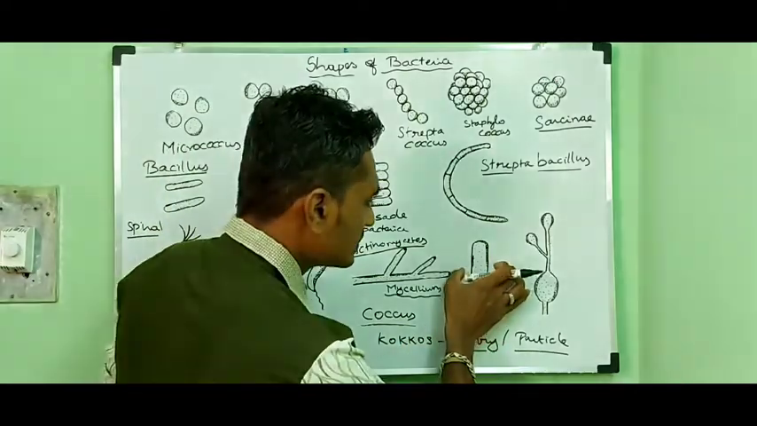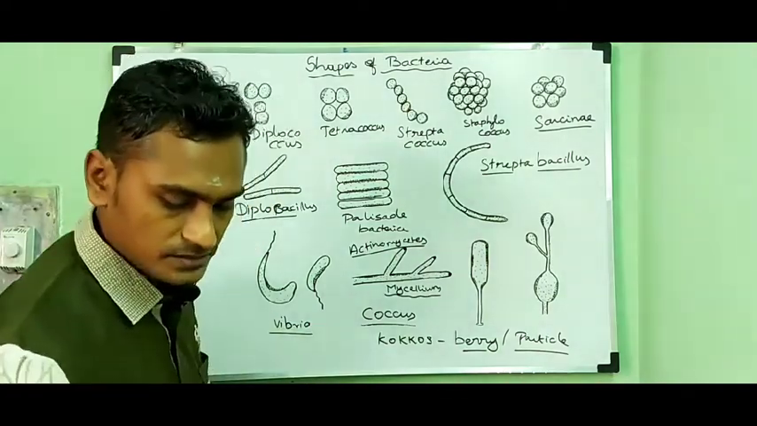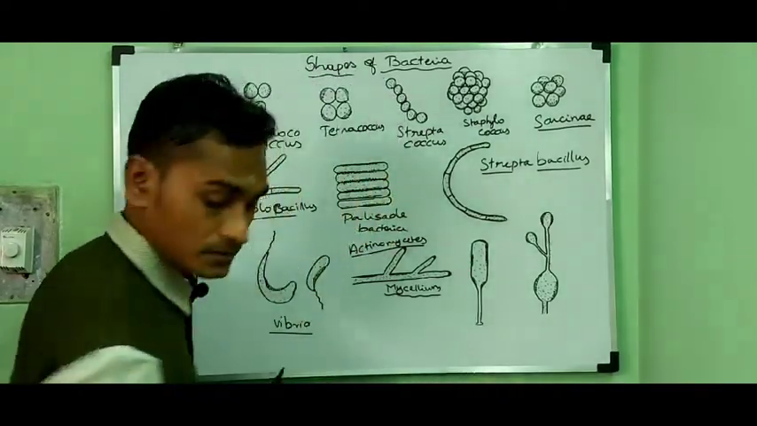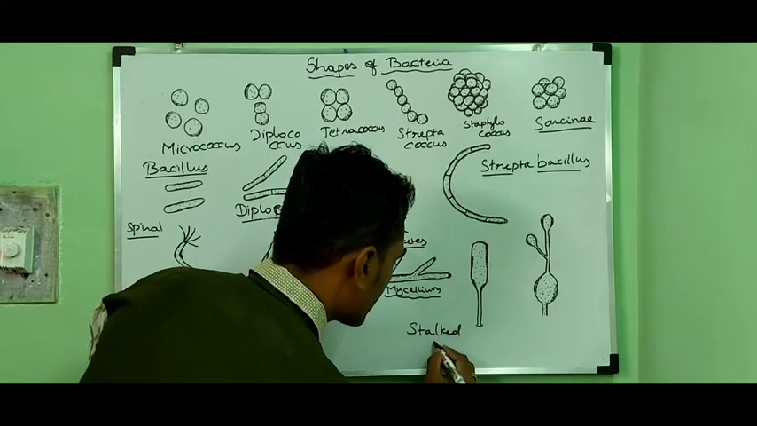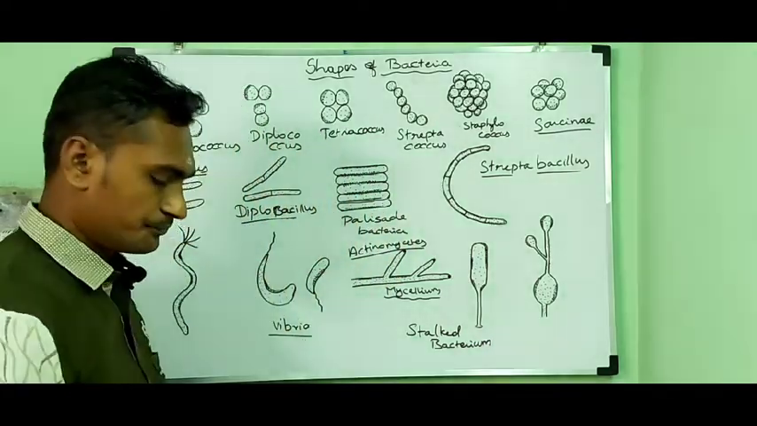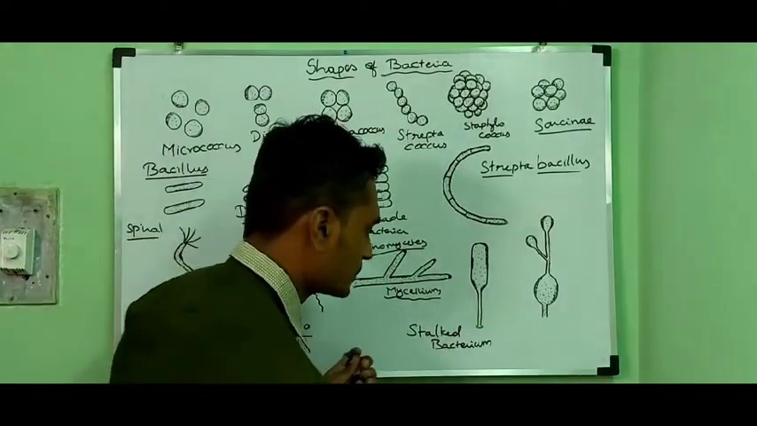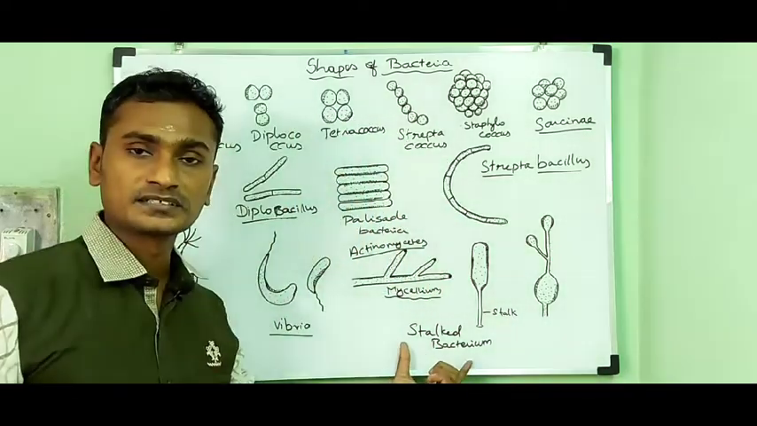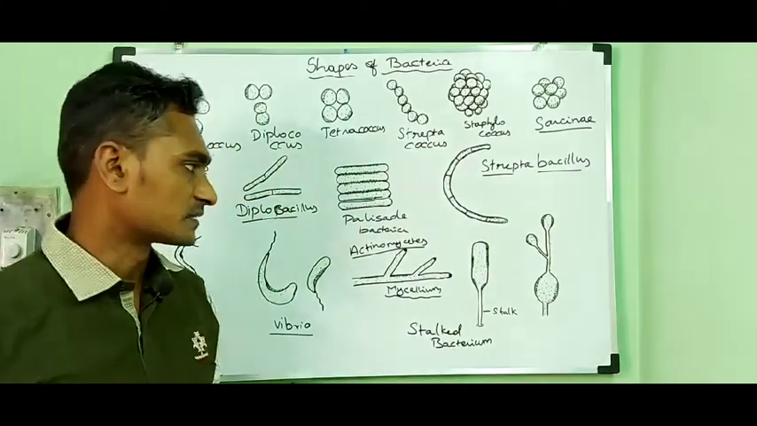Then this bacteria is called a stalked bacterium. This bacteria shows a stalk-like structure. That is why that bacteria is called a stalked bacterium.